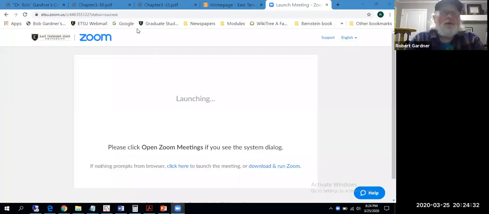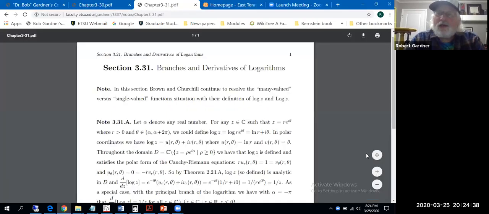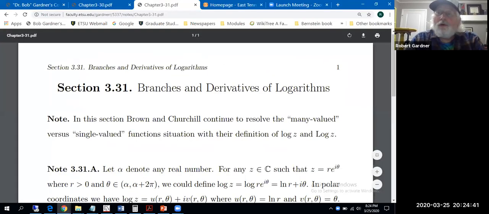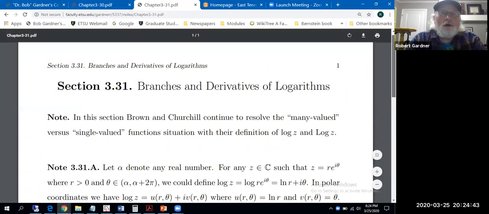Okay, continuing with logarithms, let's look at branches and derivatives of logarithms. Section 3.31.